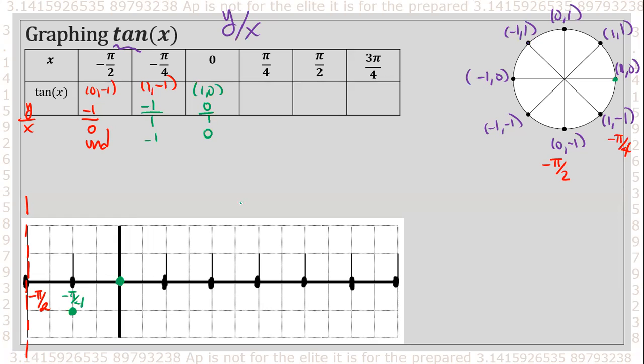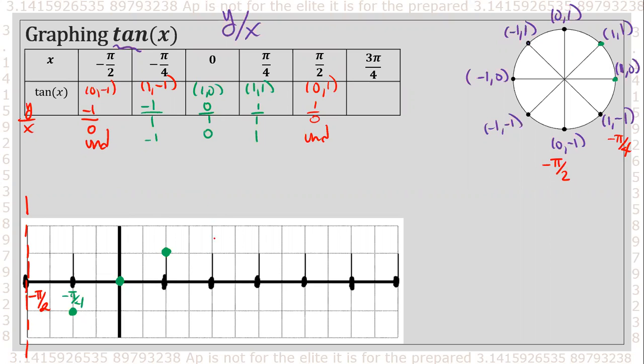Okay. Pi over 4, this right here, pi over 4. This is going to be my point 1 comma 1, which is the same proportions as 1 divided by 1, which is 1. So this right here is 1. Okay. For pi over 2, I'm doing it in red, and you probably should know why. We have the point 0, 1. And we have 1 divided by 0, which we know is undefined.